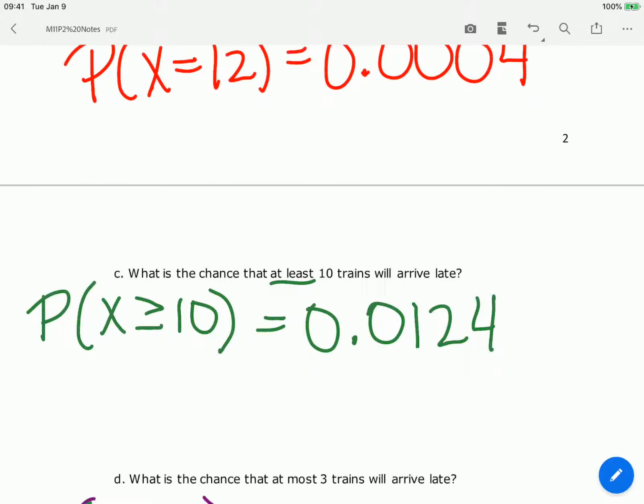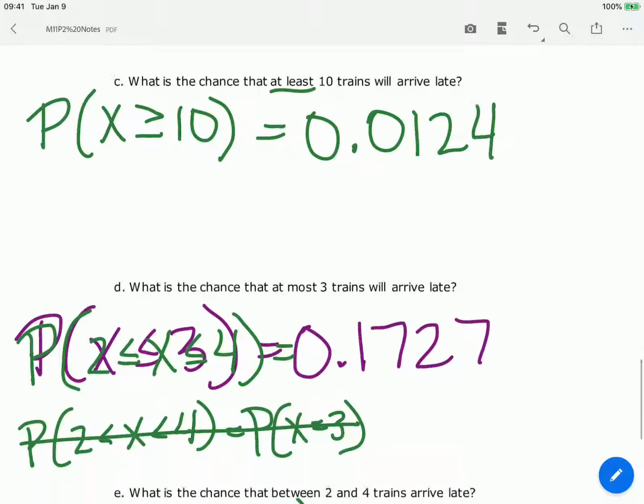And I have a helpful sheet that will help you guys. It'll also help you with the calculator, because the calculator is not quite as nice as GeoGebra when it comes to calculating these probabilities. You're going to end up using the complement rule a lot more with the calculator than we had to with GeoGebra. And I will show you all of that in the calculator video that's to come.